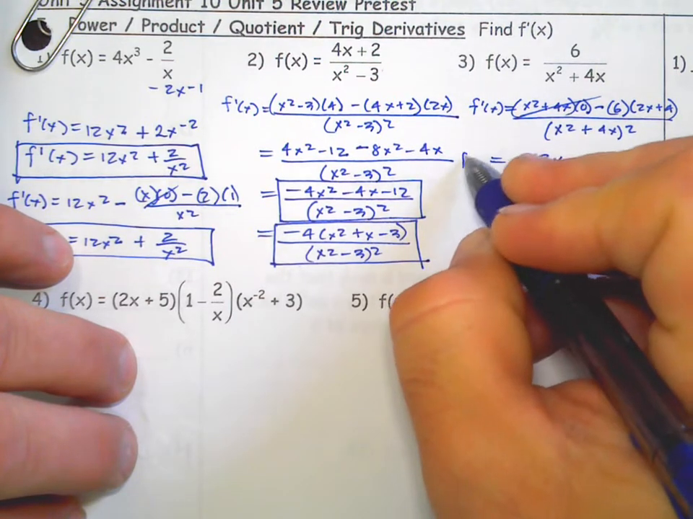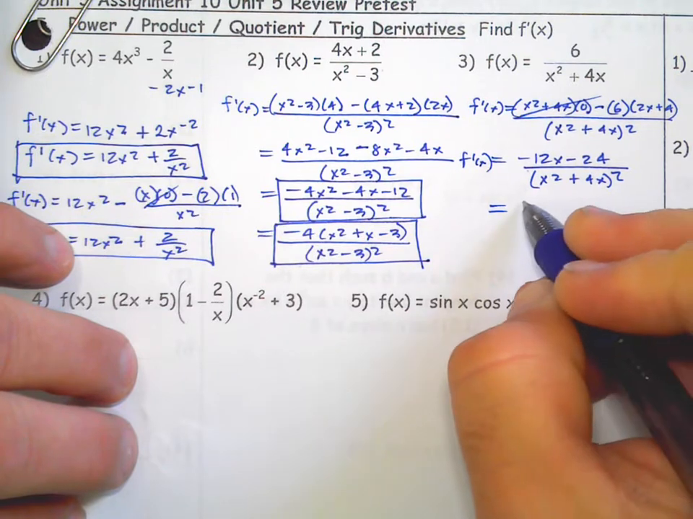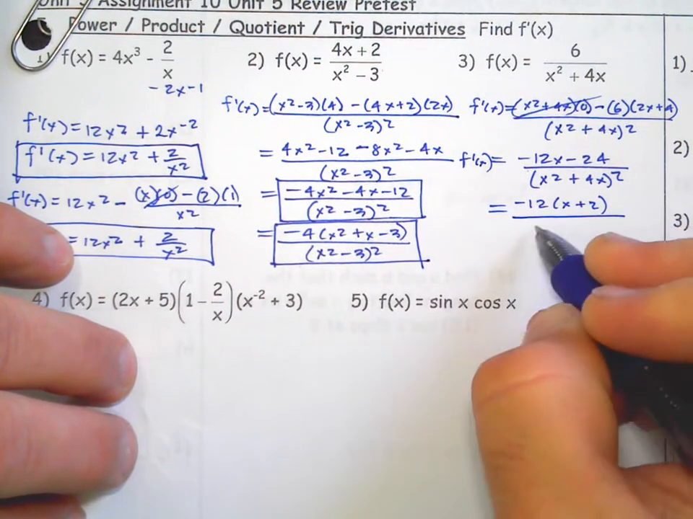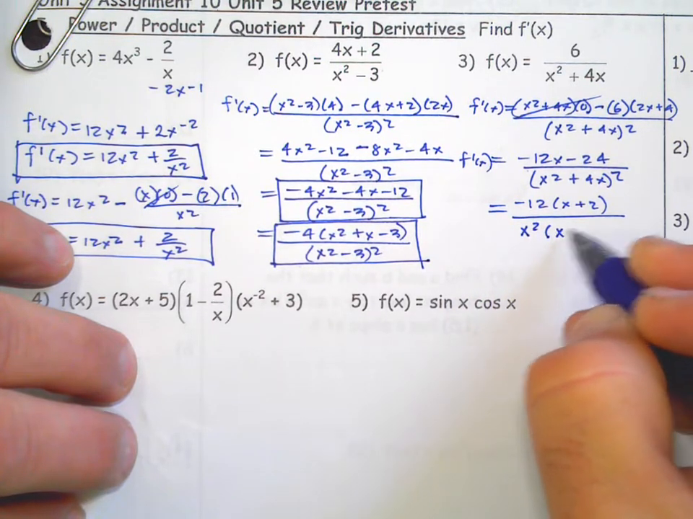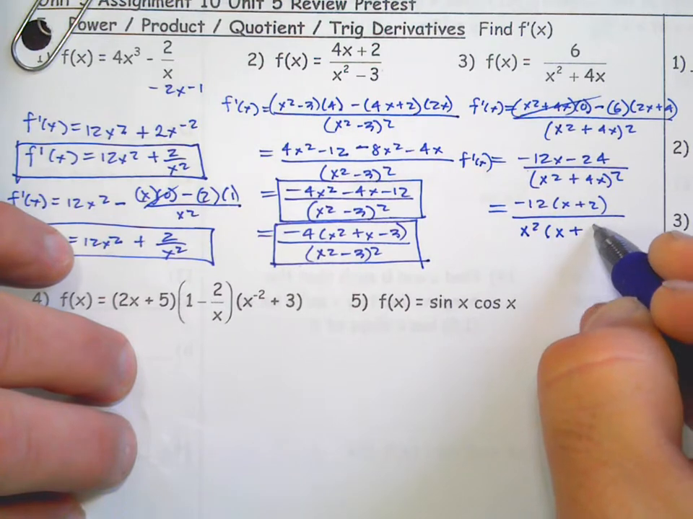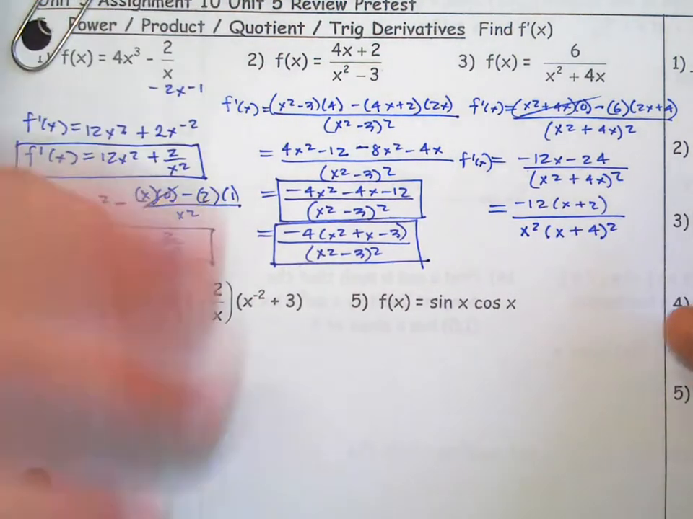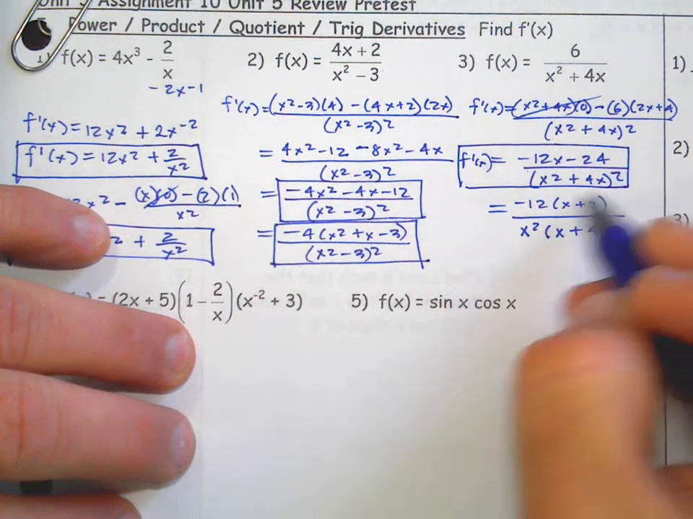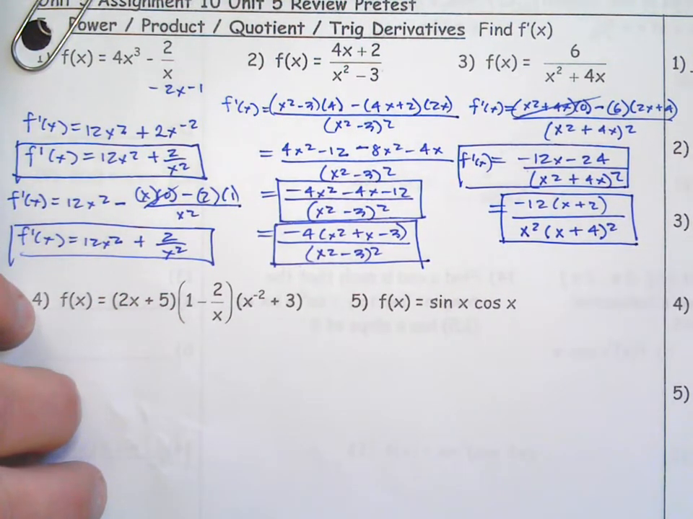We could see if we try and factor it. That would be negative 12, x plus 2. This would be x squared, and then x plus 4 squared. So I took an x out, but I had to get squared. This is the best you can do. So it didn't really lead to any more simplification. So either of those are fine.